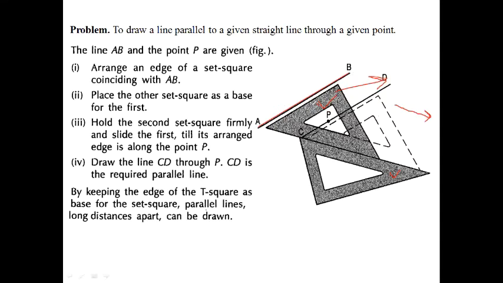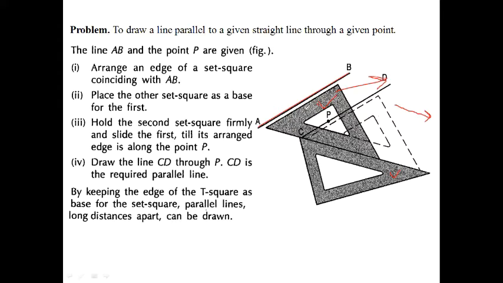Clear? Then first you set any set square on this AB line. Coincide one edge of the set square. Suppose we take a 45-degree set square, for example. On this 45-degree set square, one edge must coincide with AB. After it coincides with AB, you firmly hold the set square.